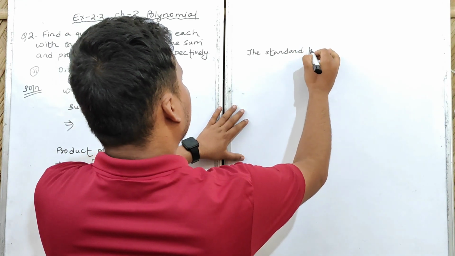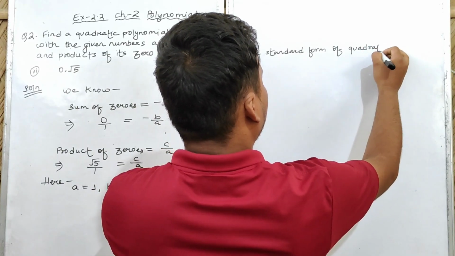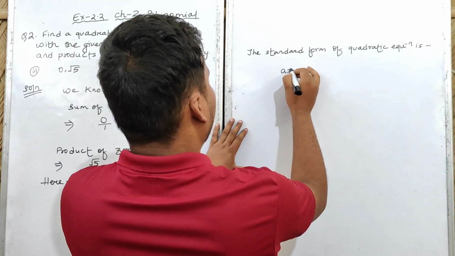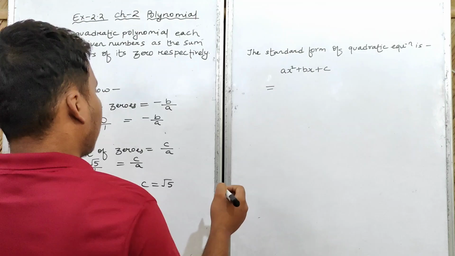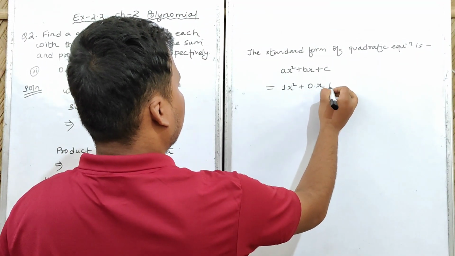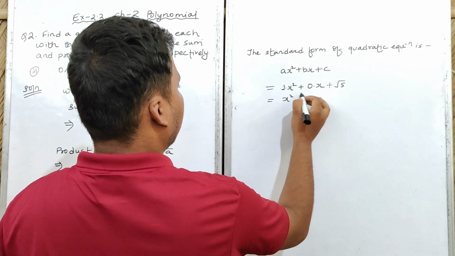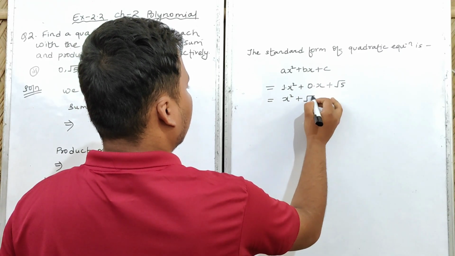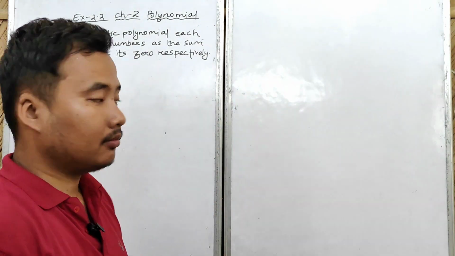So now just write the standard form of quadratic equation. The standard form of quadratic equation is, क्या था हम लोग का standard form? ax square plus bx plus c. So now put the value. A means 1, so 1 into x square, plus b means what? 0 into x plus c you got root 5. So solve 1 into x square. Now 0 means what? Nothing. If you multiply 0 into x, 0, so plus root 5. So हम लोग का quadratic equation क्या मिला? x square plus root 5.